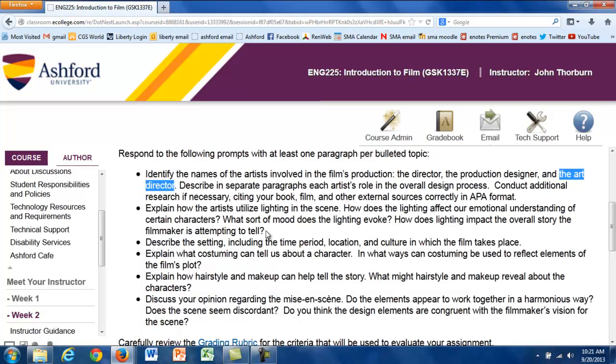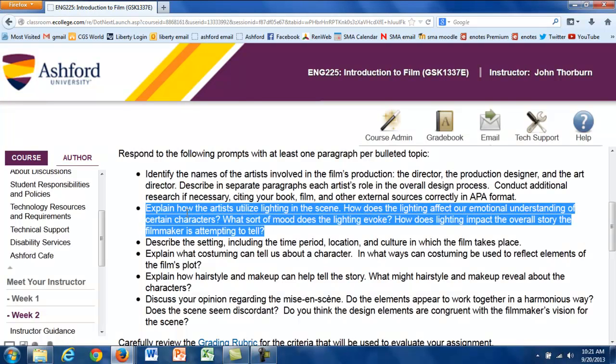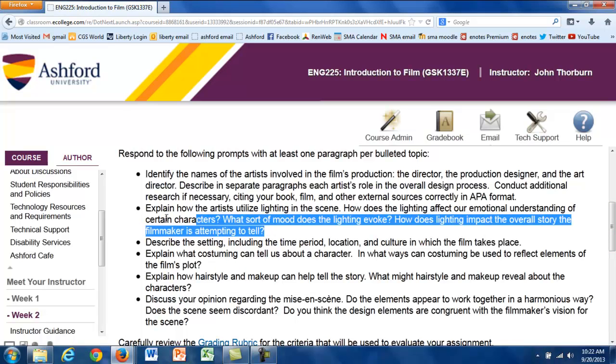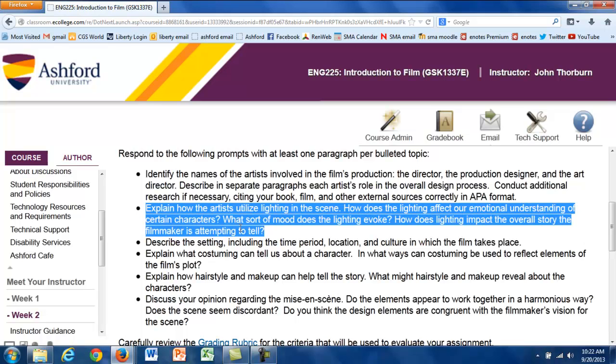Then another paragraph is going to deal with lighting. How does the lighting affect our emotional understanding of certain characters? Do certain characters appear in the dark? Do certain characters appear in the light? What sort of mood does the lighting evoke? Is it a mood of fear? Is it a mood of joy? Those sorts of things. And then how does the lighting impact the overall story that the filmmaker's trying to tell? So at least one paragraph is going to be devoted to light.